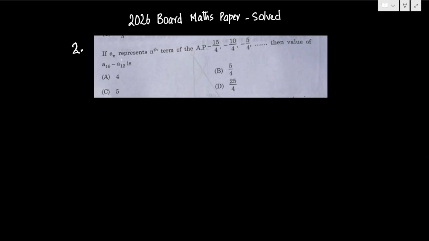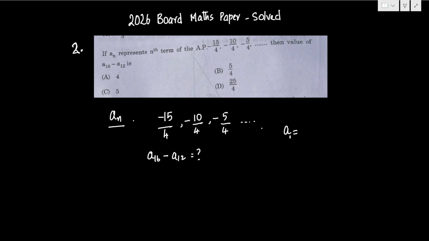Okay, question 2. If AN represents the nth term of an AP, meaning arithmetic progression. The arithmetic progression that is given is minus 15 by 4, minus 10 by 4, minus 5 by 4, and it keeps on going. AN represents the nth term. The value of A16 minus A12 is what? That is the question.